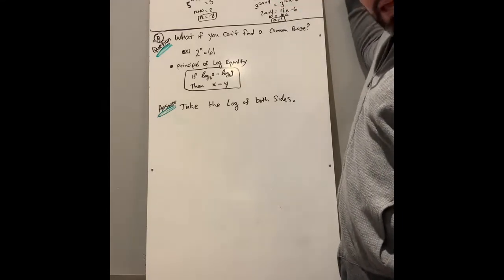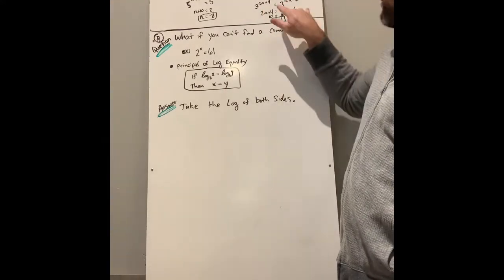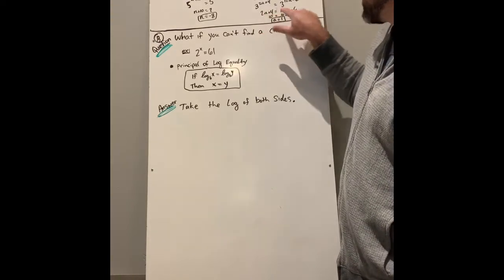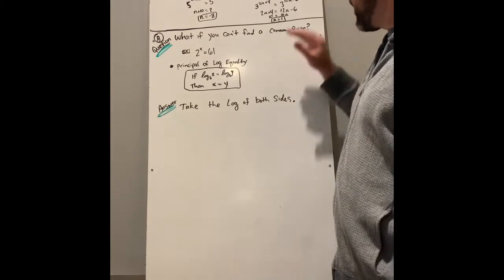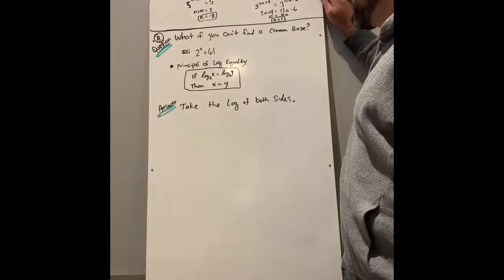Now they have a common base. And if these 2 exponentials equal the same thing and they have the same base, that means the exponents equal the same thing. And so I set these equal and I solve for a. How'd you do? Recall, we have solved equations like this before.